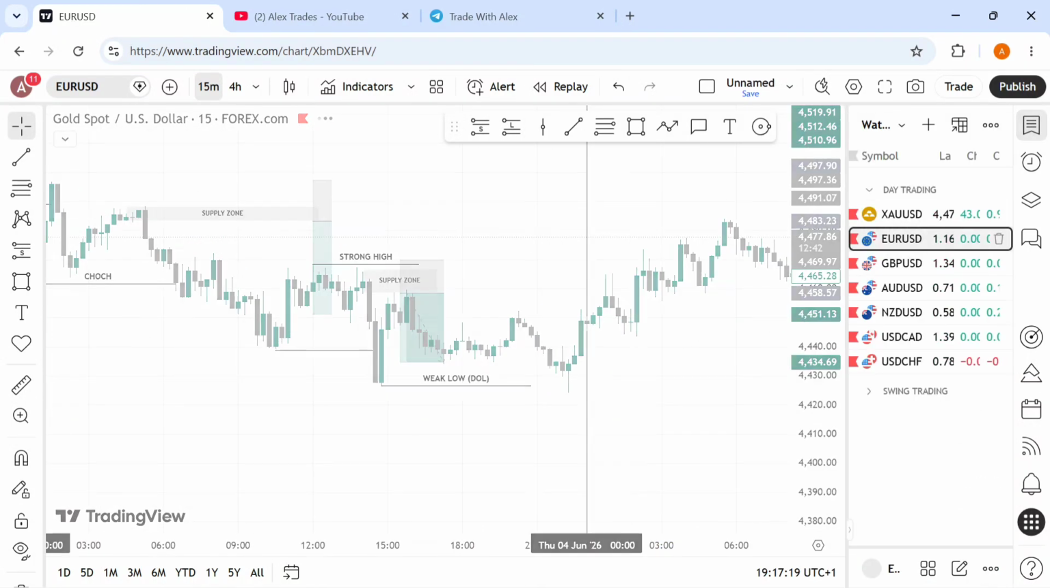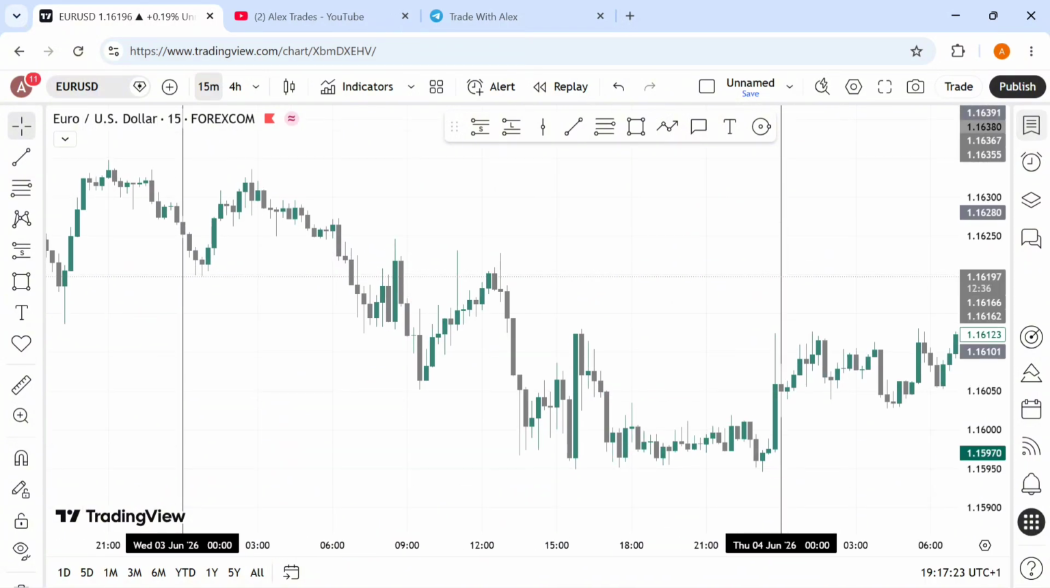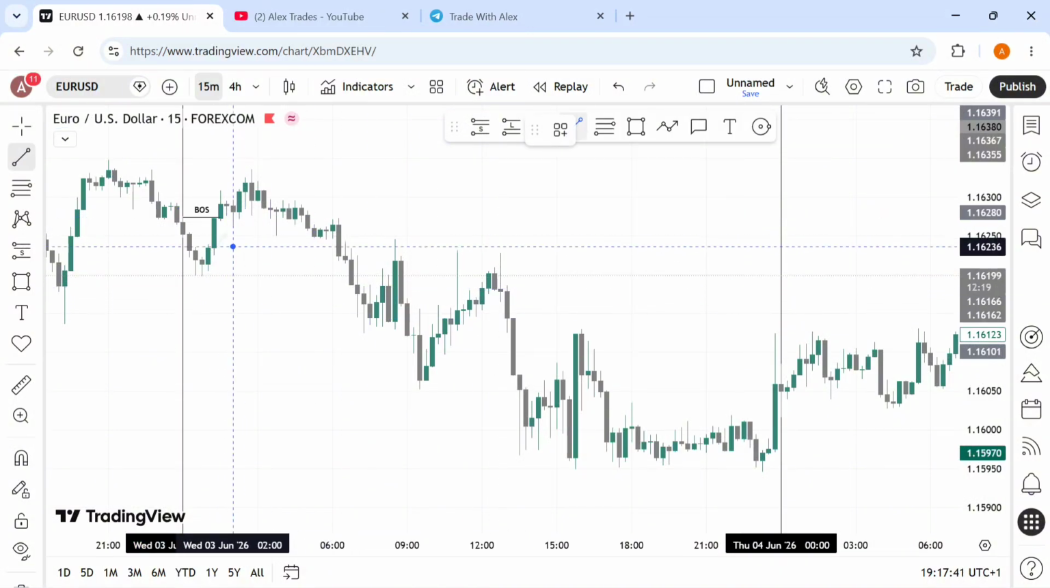Over to Euro USD. This was what happened. Price came all the way up here. This was the beginning of the day, this candle here. So price broke structure at this point and came back to change character here.